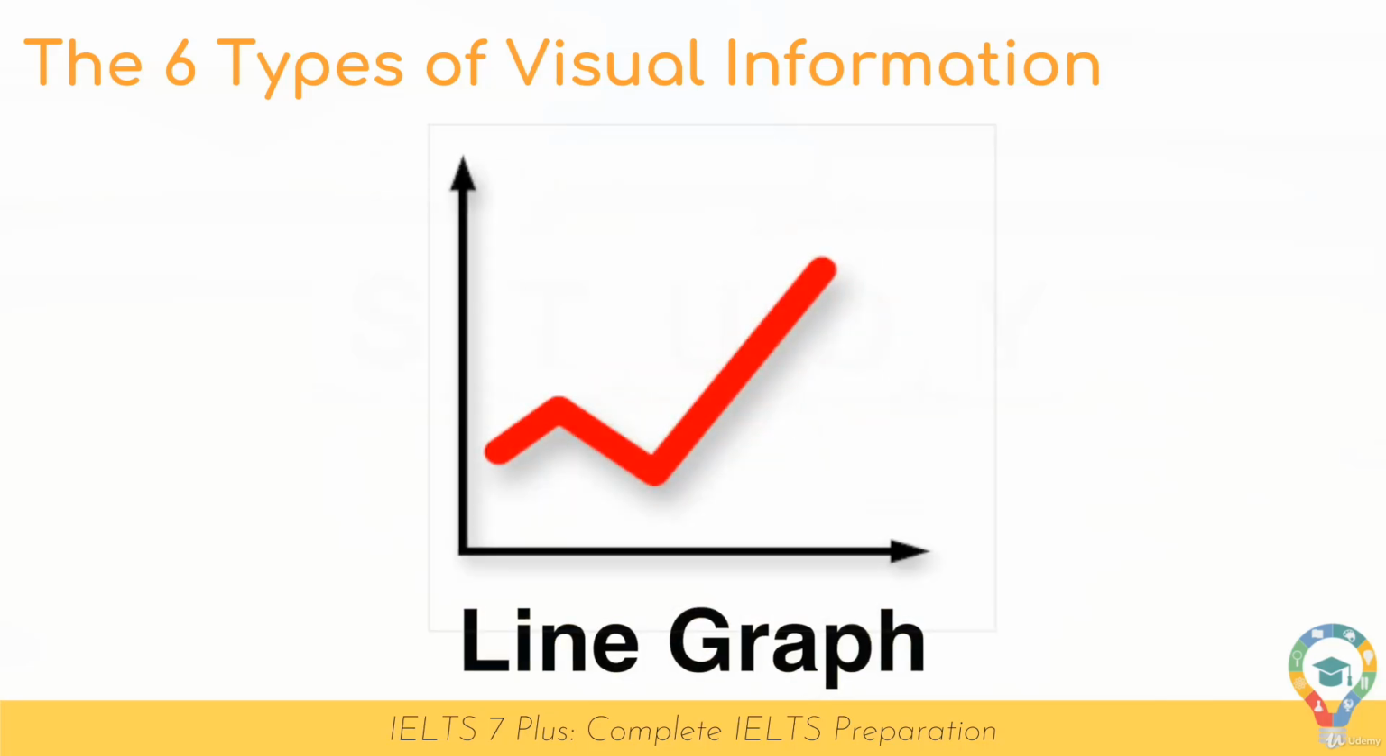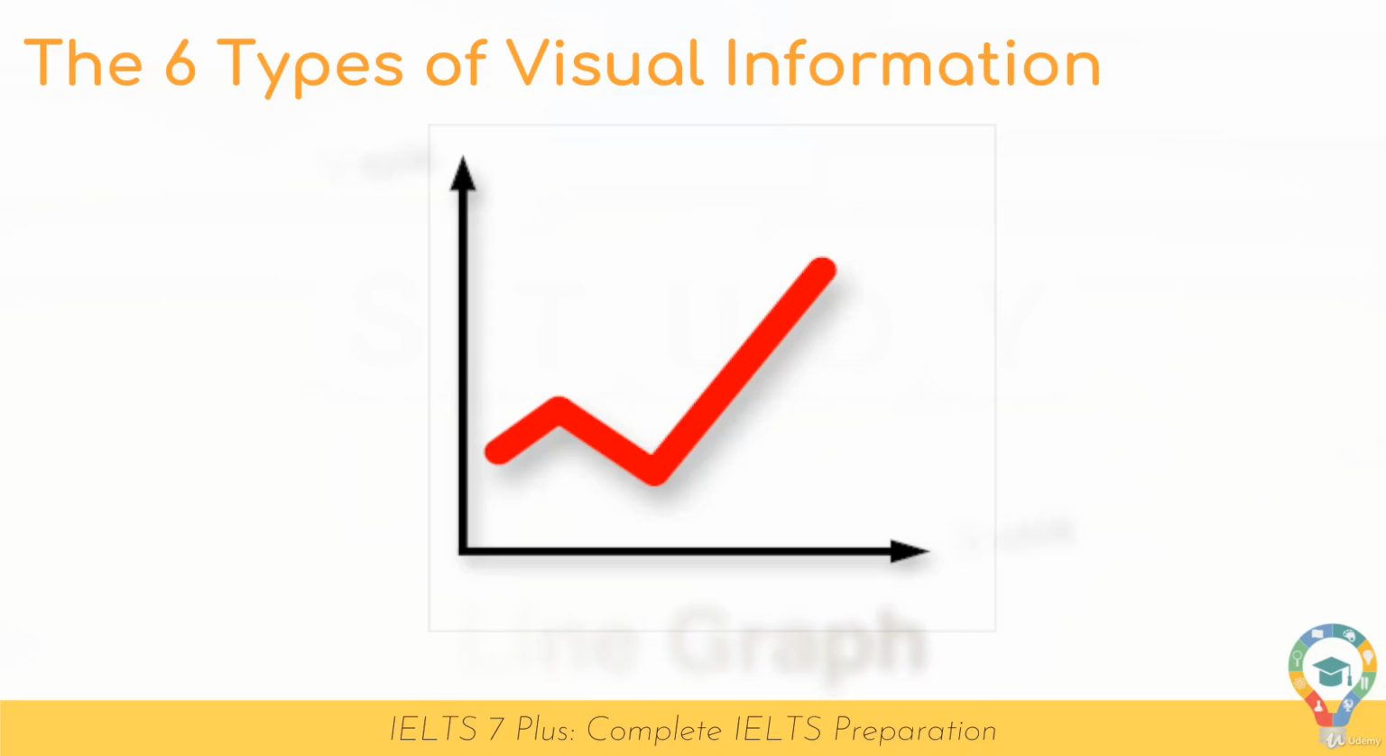Much like the bar graph, a line graph also has an x-axis and a y-axis, but there are no bars. Here we use a line to provide data and information, and there might be more than one line on the ones that you are shown.